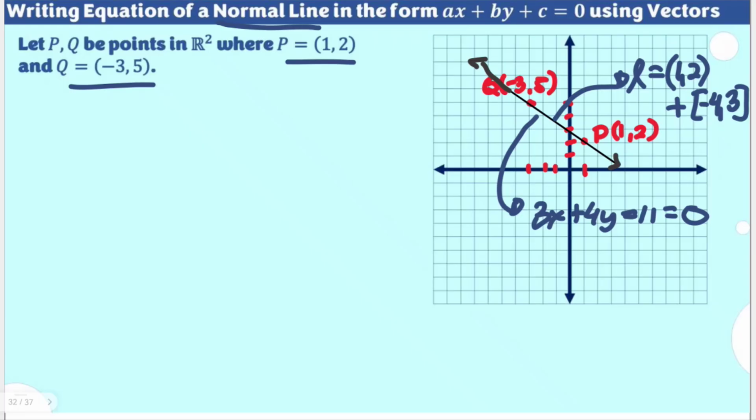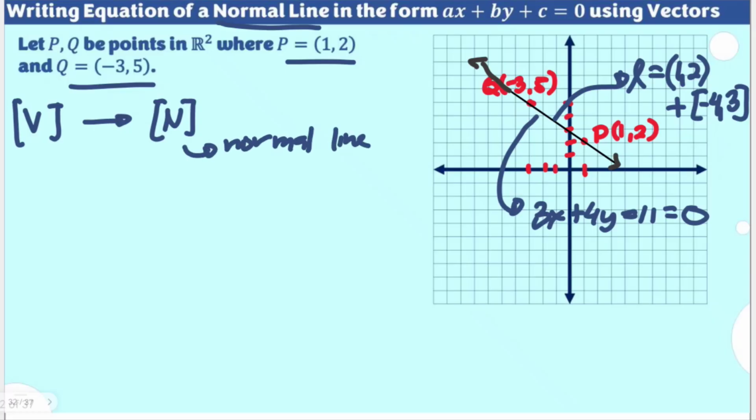At that time, we were able to use the normal vector. This is the direction vector of this line, okay? And then we identify here the normal vector, the direction vector of the normal line. This is for the normal line, okay? And we use this to identify the result of 3x plus 4y minus 11 equals 0, which is the equation of this line, but not the normal line, okay?